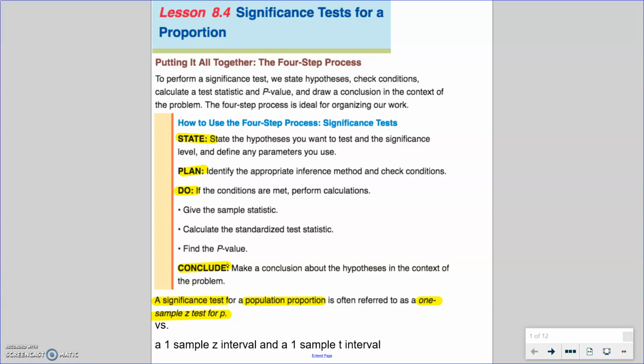Okay. So one thing I want to let you guys know, a significance test for a population proportion is often referred to as a one sample z test, okay? So here's the difference. You remember back in confidence intervals for Unit 7, it was one sample z interval, one sample t interval. So the only thing you're changing is it's a one sample z test because we're testing for p. We're not finding the interval, okay? But otherwise it's called the same thing, which is kind of nice. But just test versus interval. Is it a confidence interval or is it a significance test, okay?